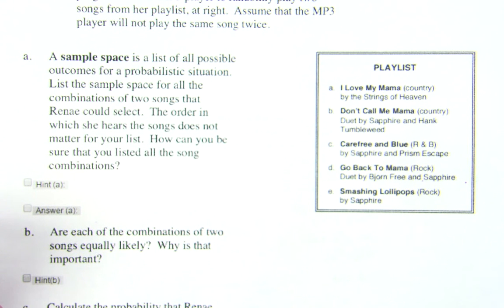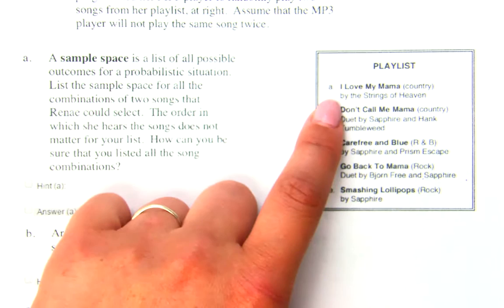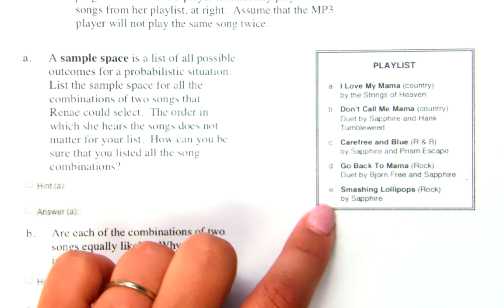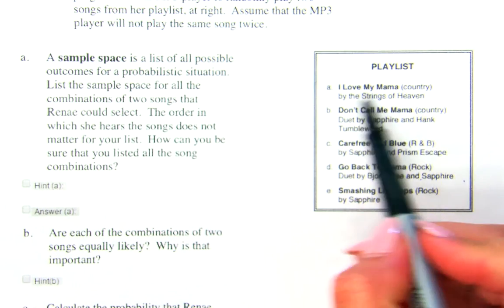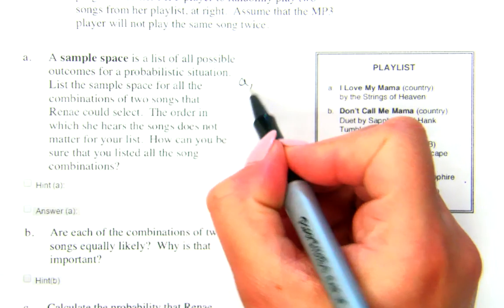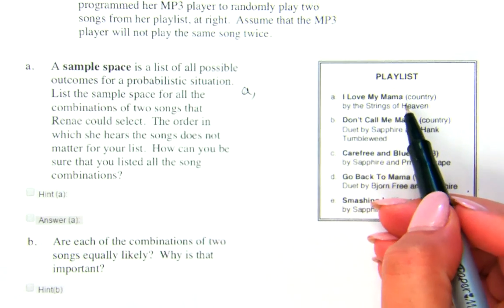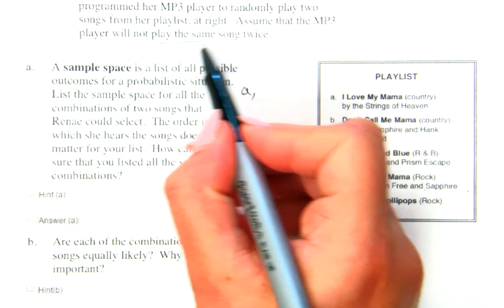A list of the sample space for any combination of 2 songs. So the first song is A, the first song is B, C, D, and E. So my sample space, I'm going to abbreviate. Okay. So I can have a sample space, and this is what it's supposed to look like. If I play the first song, A, I can't play the same song again because it said you will not play the same song twice.